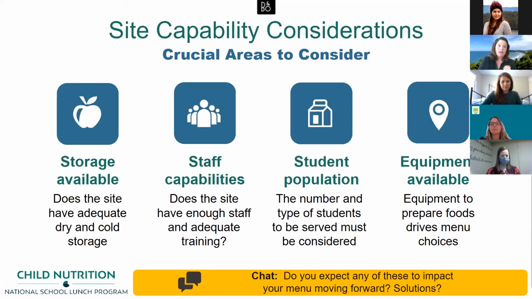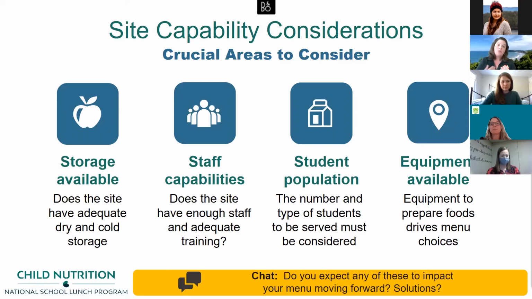The example I remember the most is where we would determine if we were using frozen vegetables versus canned. We may prefer the frozen, but did the site have the feasibility to hold all the frozen vegetables, or did we have to do some that are canned? So make sure that when you're looking at that final cycle menu and seeing what you're going to do, you consider storage availability and your staff capabilities. Again, does the site have enough staff and adequate training? So, their skill set.